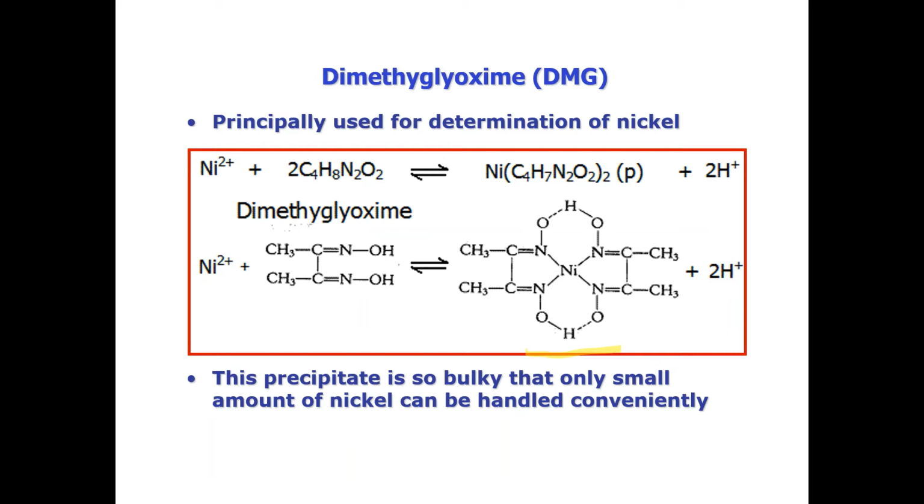So this is the problem which we'll go into in the next chapter, of how to produce large precipitate through particle growth and not through colloidal. Okay, but we make the assumption now that when we use the DMG under normal circumstances, if you do it very well, it will form a bulky precipitate of nickel DMG.